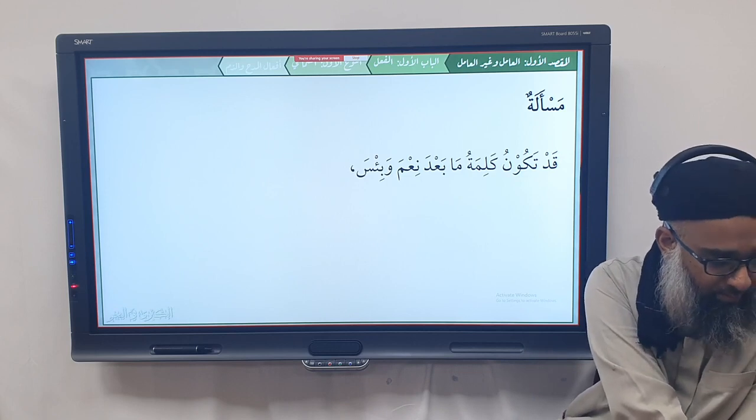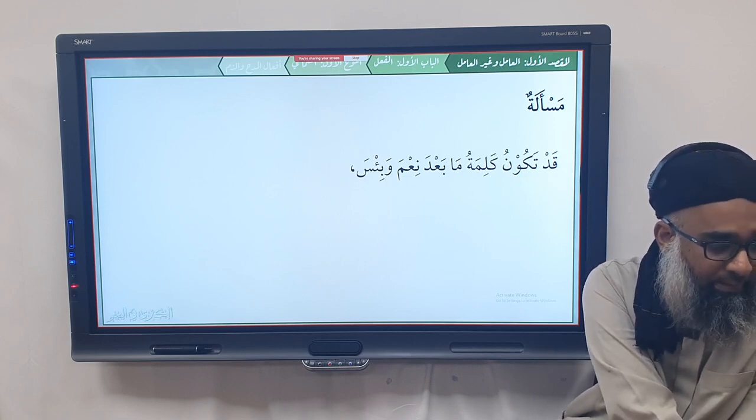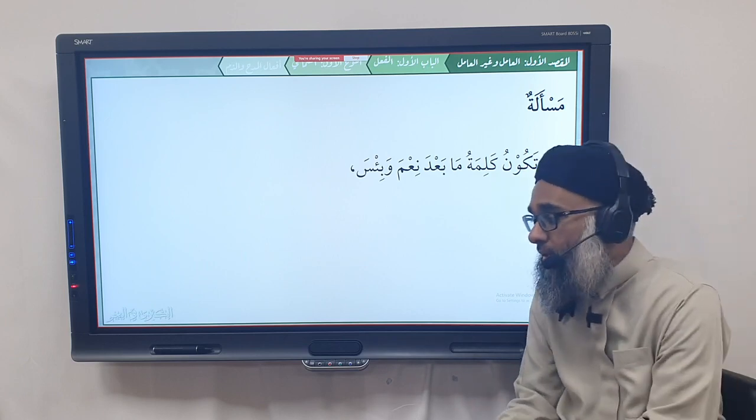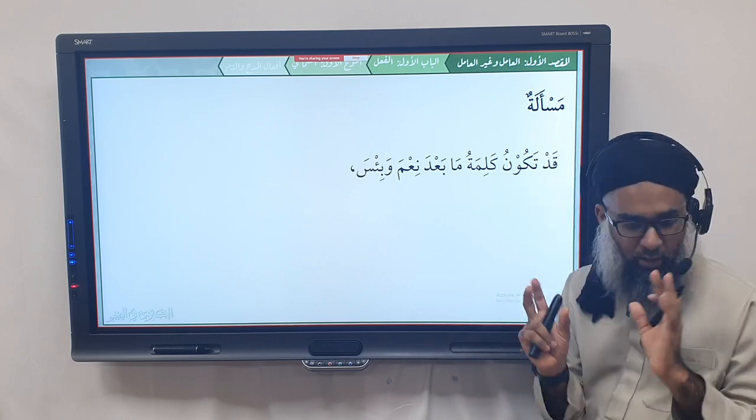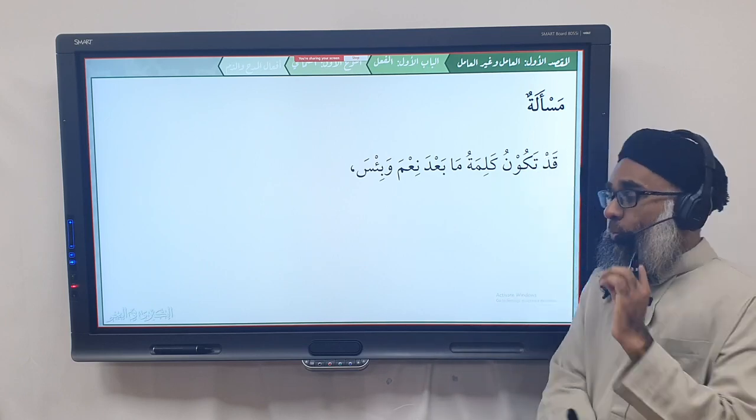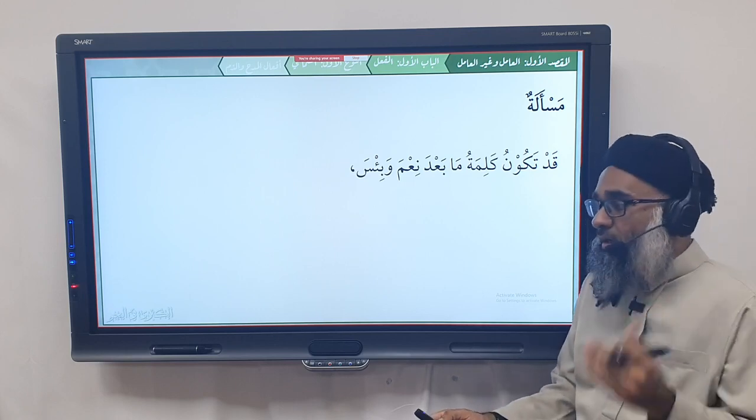So after ni'mah and after bi'sa, many times what do we have? We have the particle ma. Or we have the word ma. Let's not call it particle. Particle is a harf. So we have the word ma. Now what's the i'rab of this?